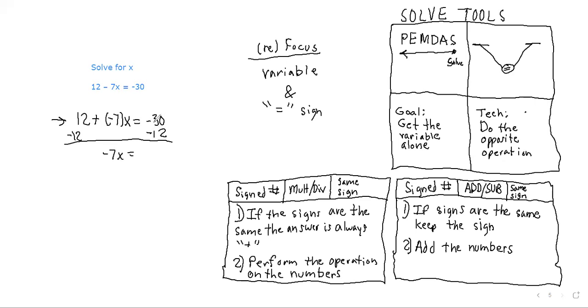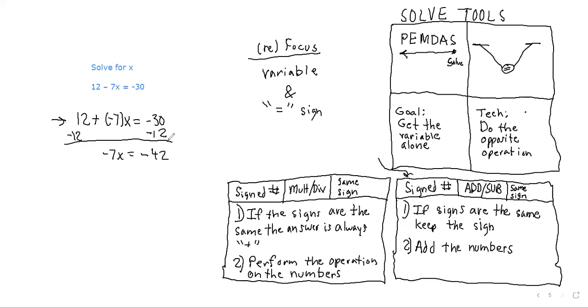And this is where we run into our first operation with signed numbers, right? They're both negative. So we look at this card over here, and it says signed numbers, addition and subtraction, when they're the same sign, which they are. It's only 2 steps. Great. So it says first step, if the signs are the same, keep the sign in the answer. They're both negative, so we're going to keep the sign in the answer. And the second step is add the numbers. So 30 plus 12 is going to give us 42.